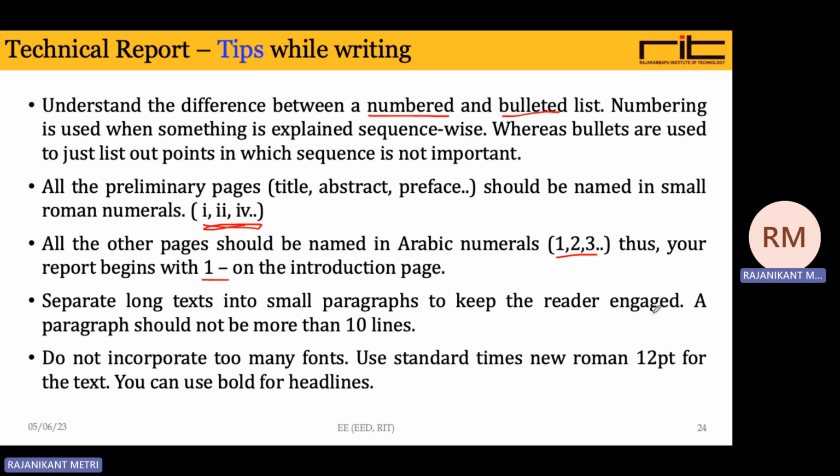Do not incorporate too many fonts. Use standard Times New Roman 12 point for the text. Do not incorporate too many fonts while writing the main content. The standard, widely used format is Times New Roman with 12 font, and you can use bold for headlines, subsection headings or chapter headings. Some templates are provided by various institutions, organizations or publishers, and one can follow those templates.